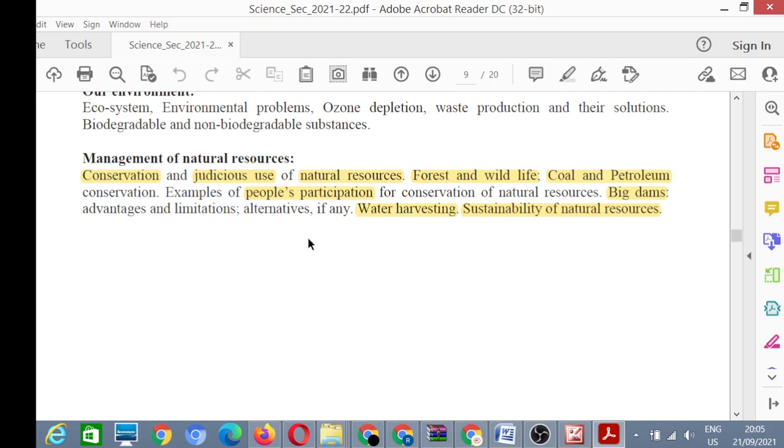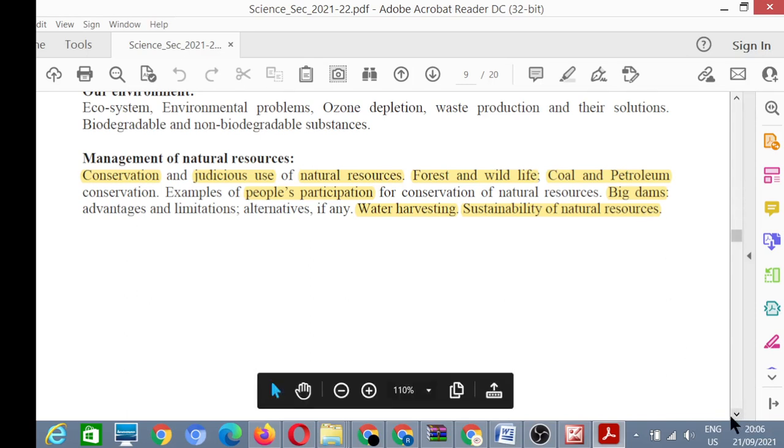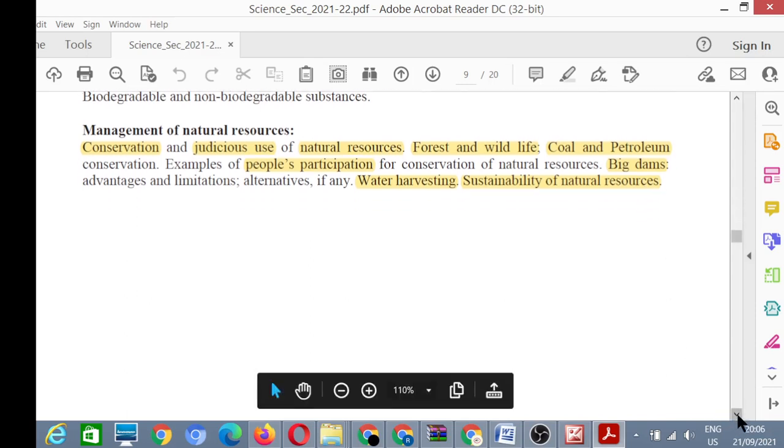Next is water harvesting, rainwater harvesting, you can say. Then we have sustainability of natural resources, long-lived natural resources.